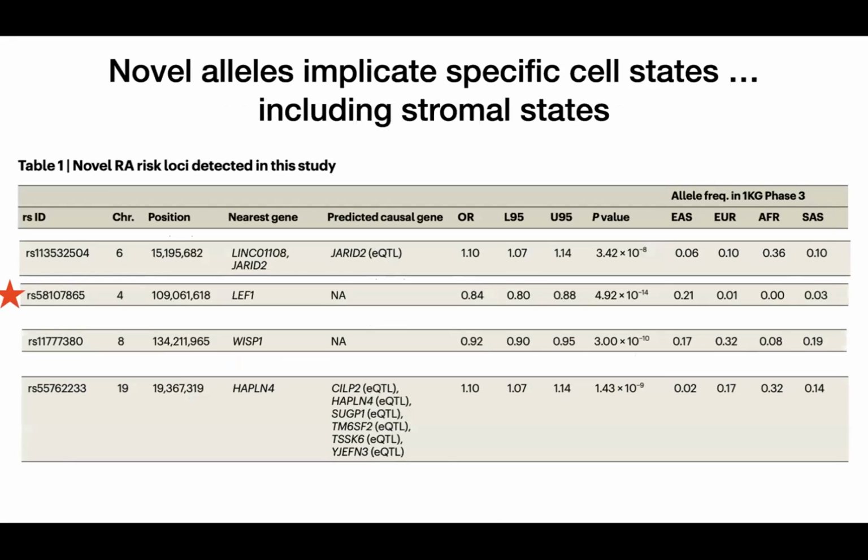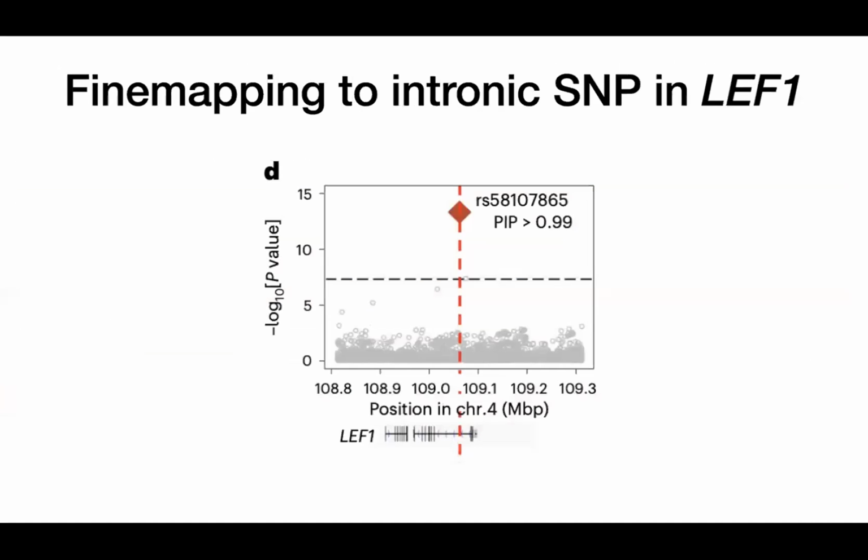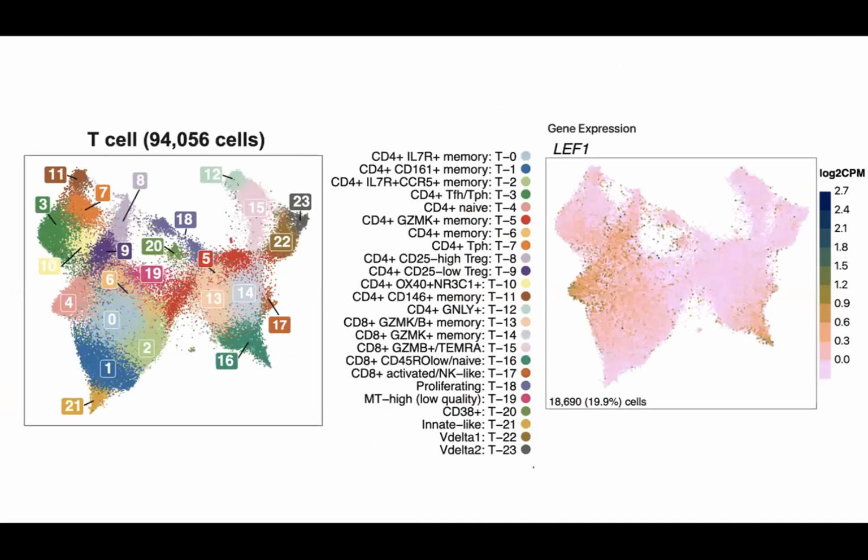Here are some interesting SNPs that came out of our genetic studies. I'm just going to talk about a few of them. LEF1, which I think is particularly interesting. This SNP that we find associated with RA sits right in an intron of LEF1, so we think LEF1 is likely to be a causal gene. And this is where it gets interesting. If you look at our T cell states, LEF1 isn't expressed in all T cells, but only in some. And you can see the pattern here of its expression.